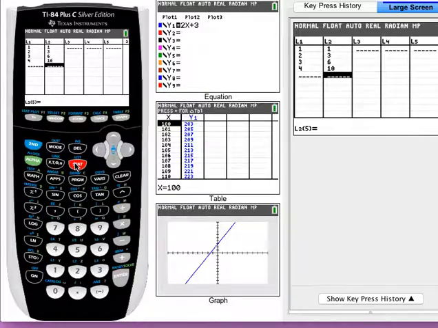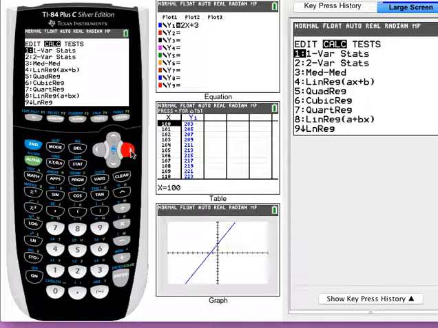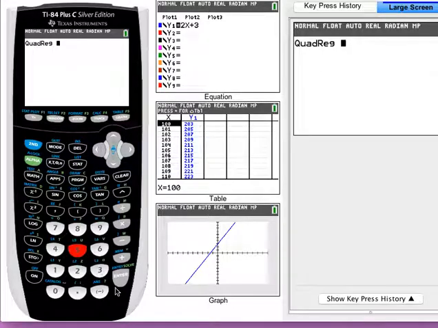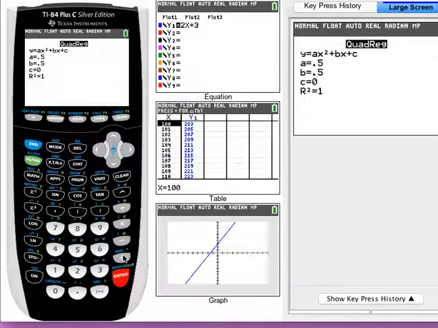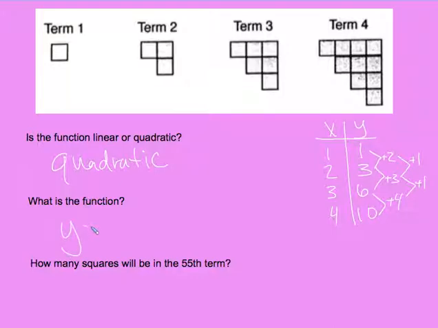So since it's quadratic, you'll hit stat, go to calc, hit 5 for quadratic, and this is what you get. Now again, c is 0, so you don't have to put that, only because it's 0. So our equation would be y equals 0.5x squared plus 0.5x. Then it says how many squares will be in the 55th term. So term numbers are x's, so you plug that in for x. So 0.5 times 55 squared plus 0.5 times 55.